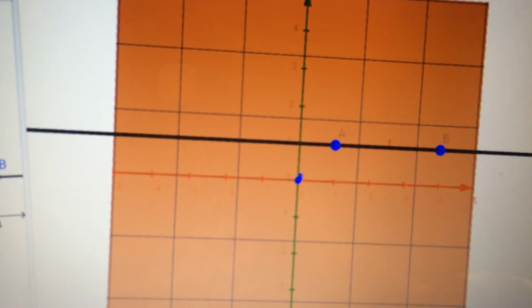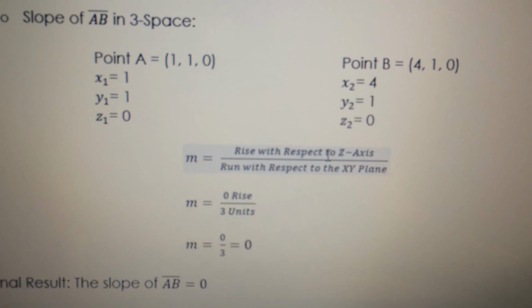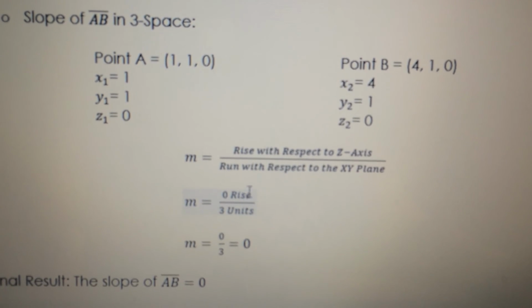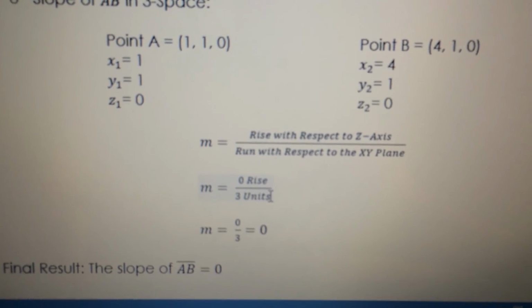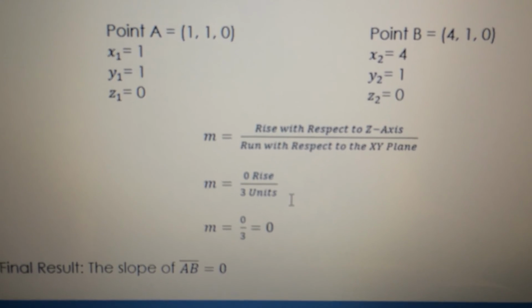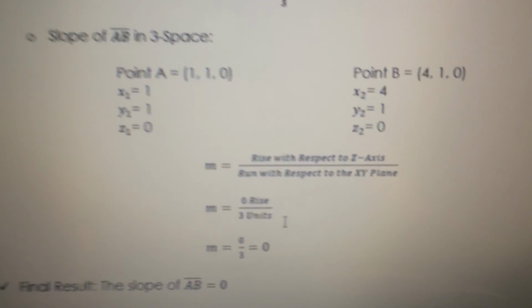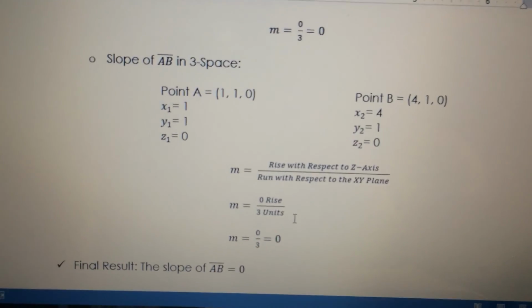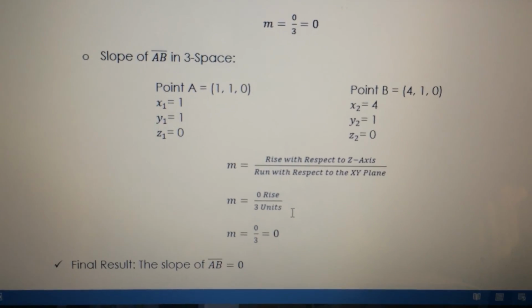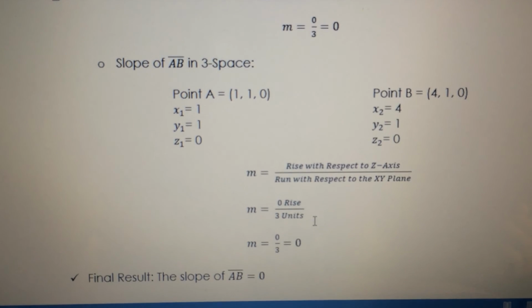So I'm going to go back and switch to my problem here. Again, the rise with respect to z would be 0, and the run with respect to the xy plane would be a countable distance of 3 units. If we reduce this down, 0 divided by 3 is again 0. So in both aspects of 2-space and 3-space, we're getting that the slope is going to be 0. So again, this was for task number 3 in week 7.